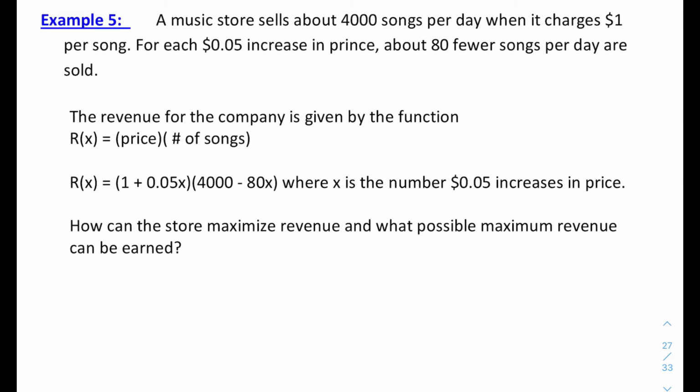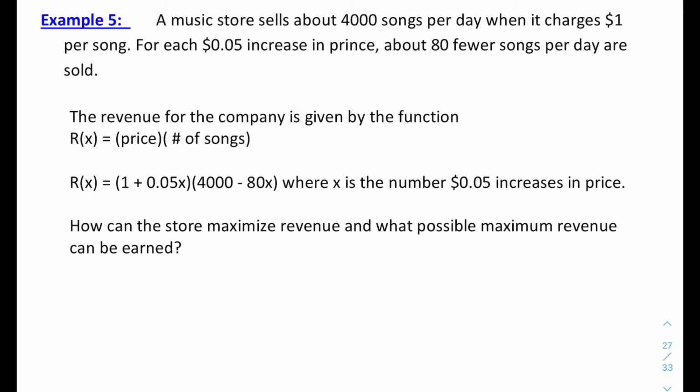So you're kind of given a function. Their revenue is the amount they charge per song times the number of songs they sell. In terms of this situation, it's $1 plus however many 5-cent increases, times however many songs they sell, which is 4,000 right now, but they'll lose 80 songs per day for every price increase of 5 cents. If I want to think maximum revenue, that's going to be the highest point on my graph of this function. So I need to find my vertex.